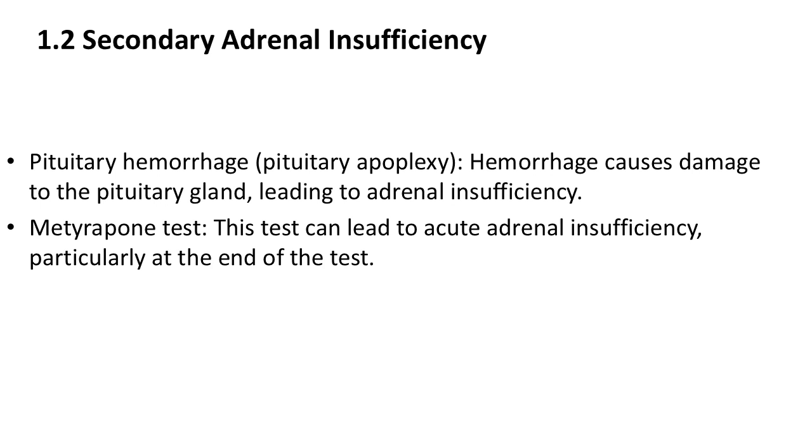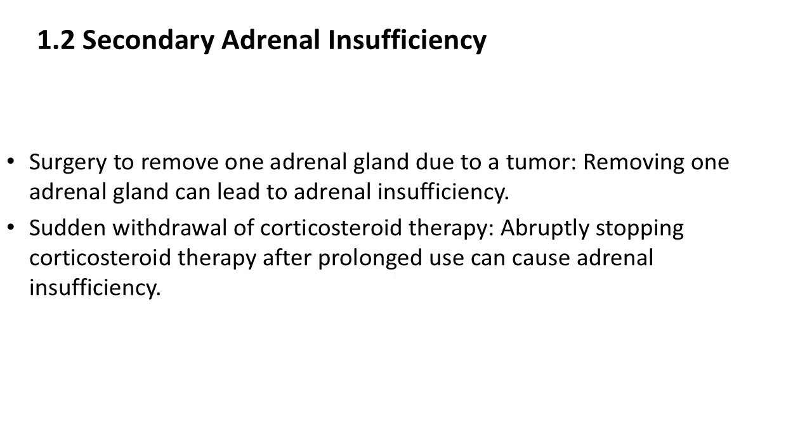Pituitary hemorrhage. Pituitary apoplexy. Hemorrhage causes damage to the pituitary gland, leading to adrenal insufficiency. Metirapone test. This test can lead to acute adrenal insufficiency, particularly at the end of the test. Surgery to remove one adrenal gland due to a tumor. Removing one adrenal gland can lead to adrenal insufficiency. Sudden withdrawal of corticosteroid therapy. Abruptly stopping corticosteroid therapy after prolonged use can cause adrenal insufficiency.